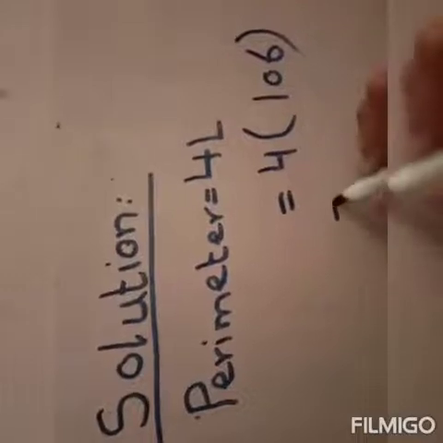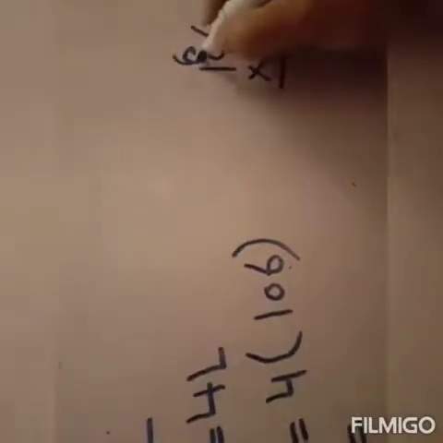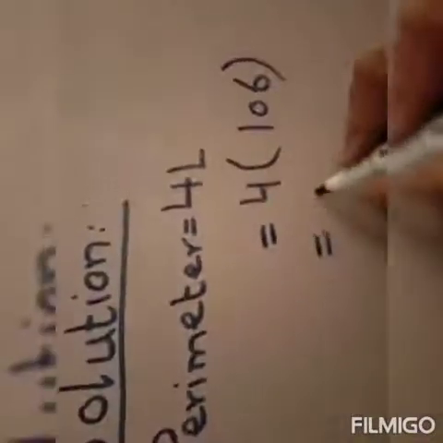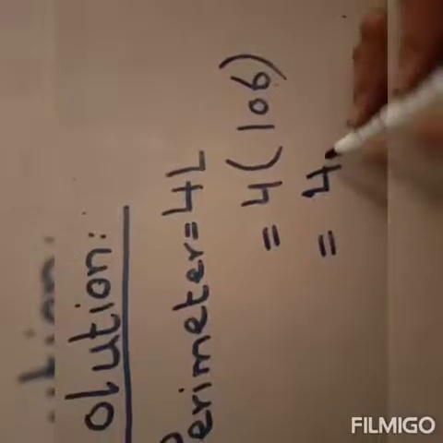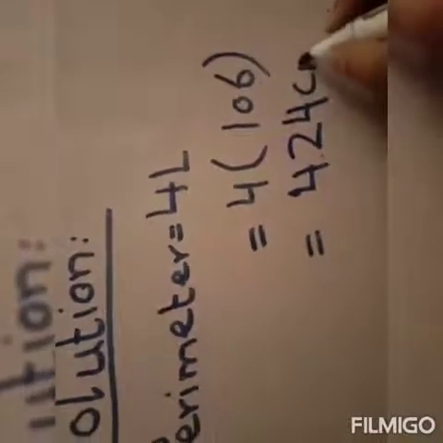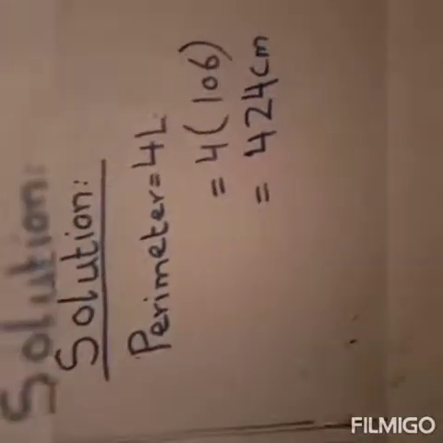Now we will multiply 106 by 4. 6 fours are 24. 2 carry. 4 zeros are 0 and 2, and 4 ones are 4. 424 centimeter is the answer of C part.